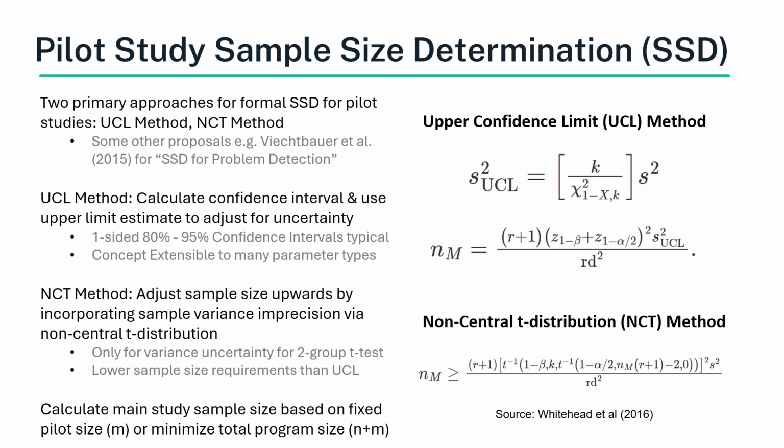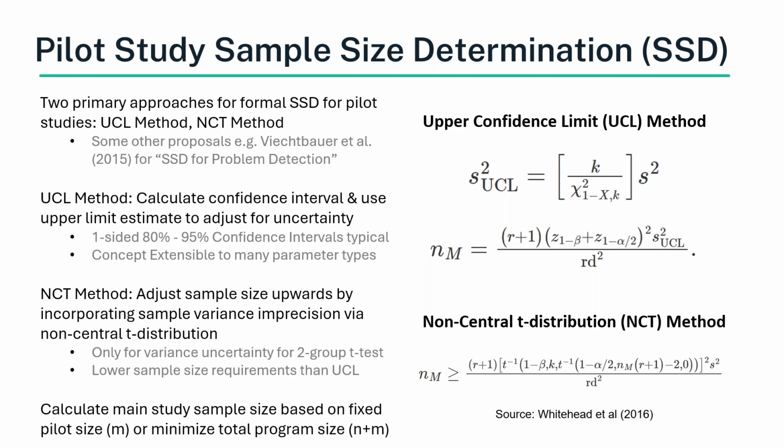So there's two main methods for doing pilot study sample size determination, the UCL method and the NCT method. Now there's other approaches out there. There's Bayesian approaches, some which just replace the confidence interval in the UCL approach with a credible interval, some which have a decision theoretic framework. It's very interesting, but well beyond the scope of today.